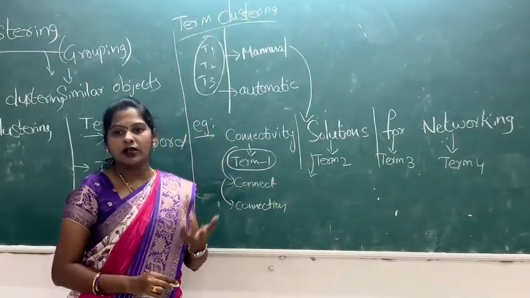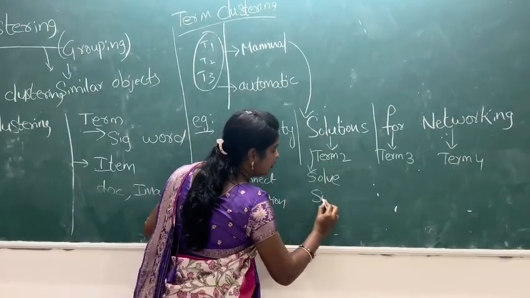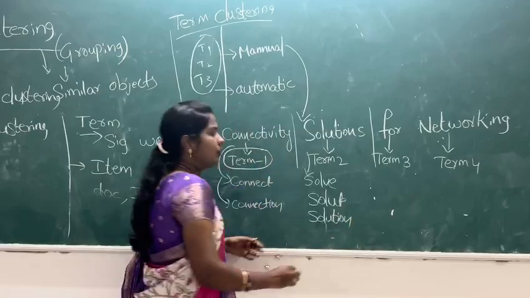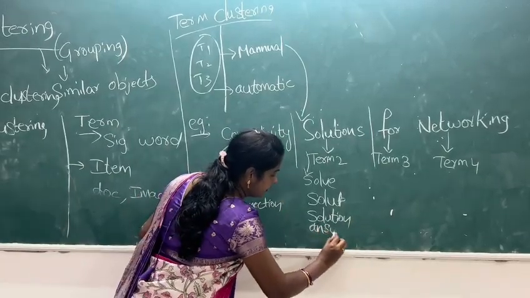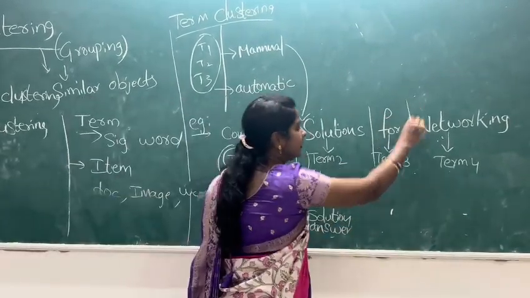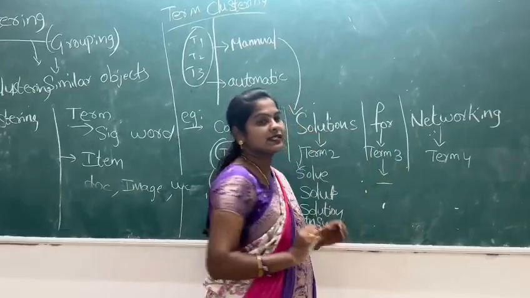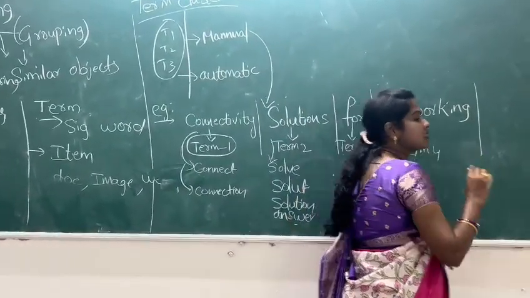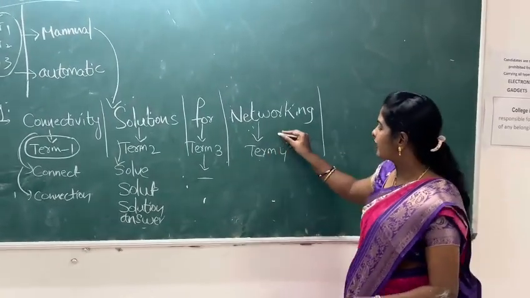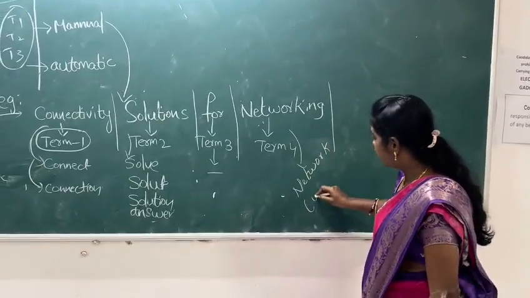And the next one is solution. The synonyms or the extracted terms for solutions are solve, solute, solution, answer. So like that we are going to extract our terms. Our term 3 is for. No need to make the clustering for the for, so leave it as empty. And the next, our last term is term 4. What are the synonyms or extracted terms for networking? It may be network or communication.